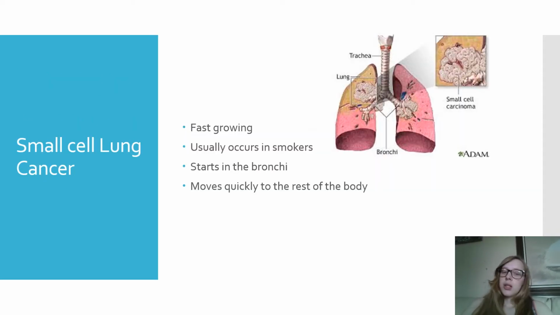Small cell lung cancer is a fast-growing, fast-spreading cancer, and it usually occurs in smokers, not so much non-smokers. It starts in the bronchi, and it moves quickly throughout the rest of the body.